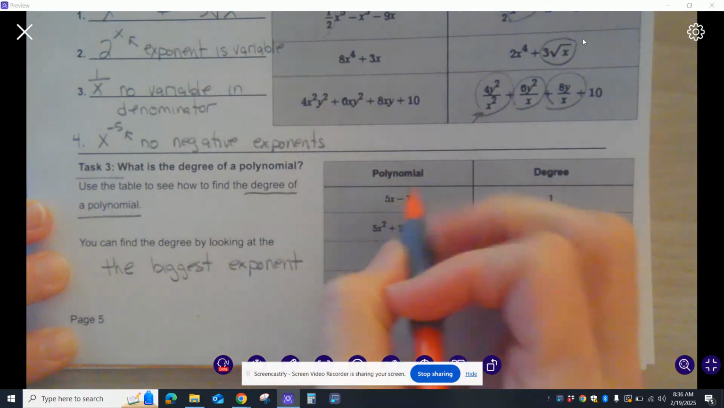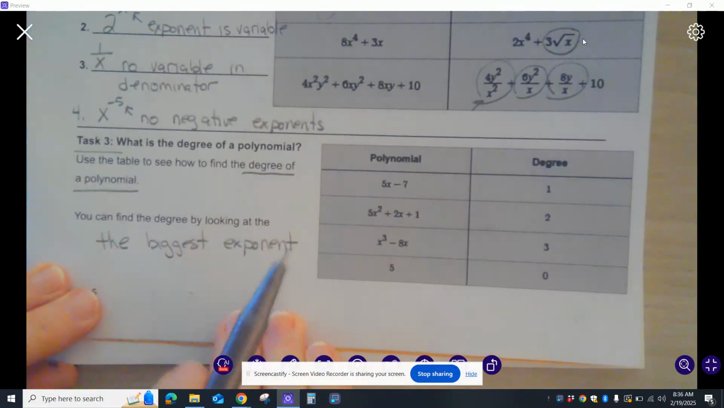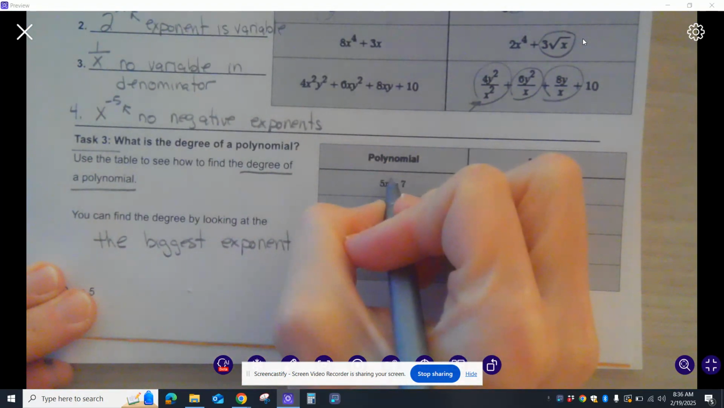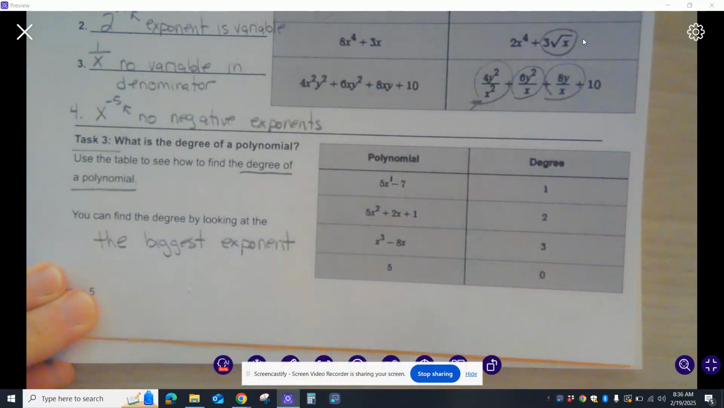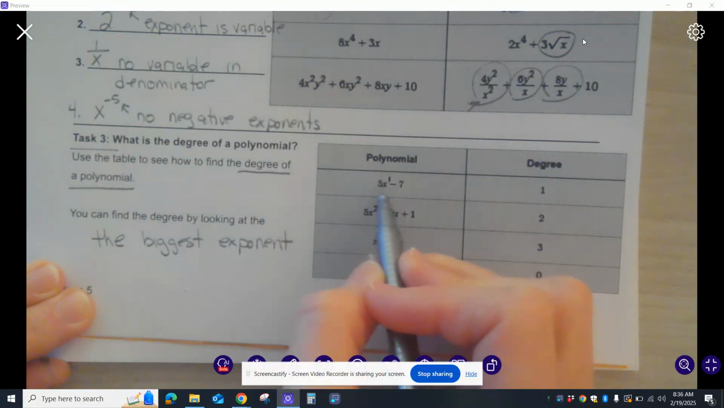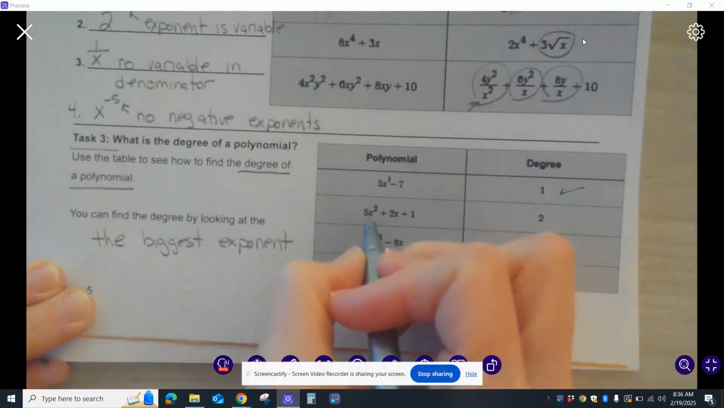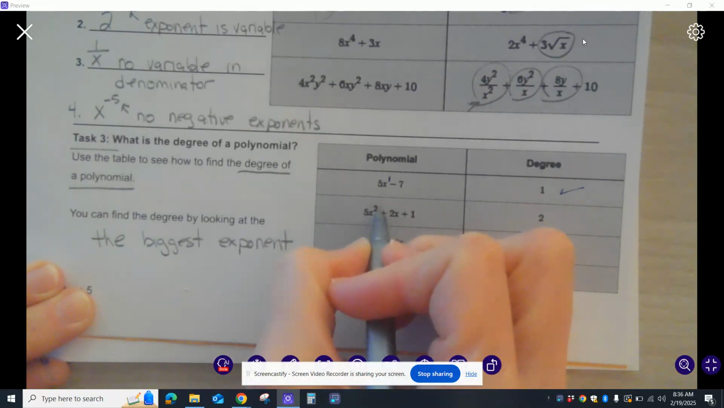Now this, I'm going to get a pen here so you can see it better. This polynomial has a variable. That variable has an exponent. It's the invisible 1. So this, the biggest exponent, notice not the numbers, the biggest exponent is 1. That's my degree.